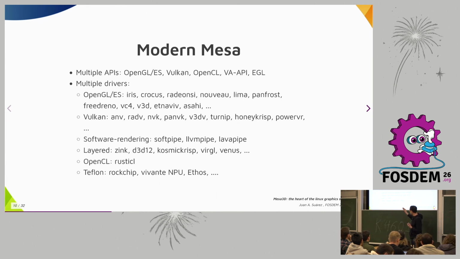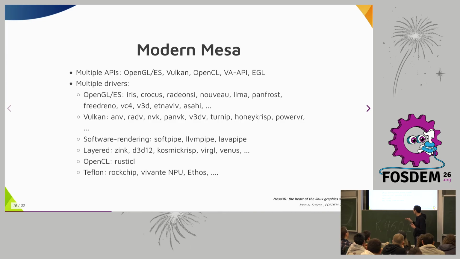Similarly, we have OpenGL on top of Direct3D for Windows. We have Kosmickrisp, which basically supports Vulkan on top of Metal, so you can run Vulkan on any Apple device. And then we have Virgl and Venus, which are basically OpenGL and Vulkan for virtual machines. For instance, with Venus you can run Vulkan in a virtual machine, and it's accelerated because it uses the host GPU. There is also, as I said, OpenCL, which is nowadays RustiCL.